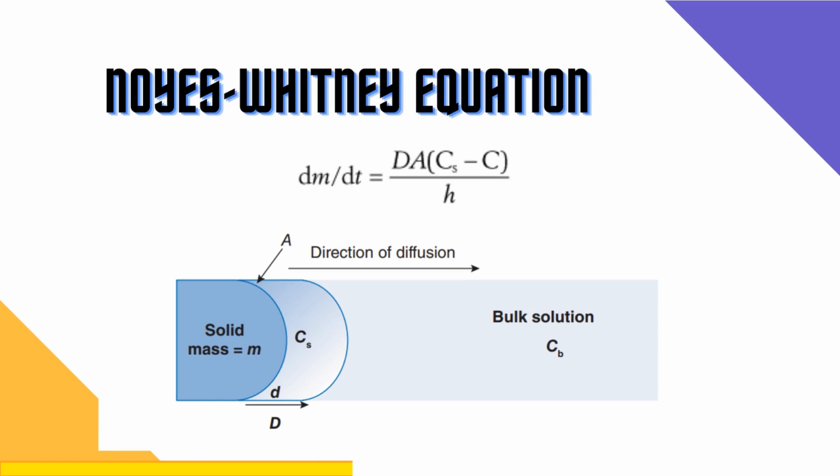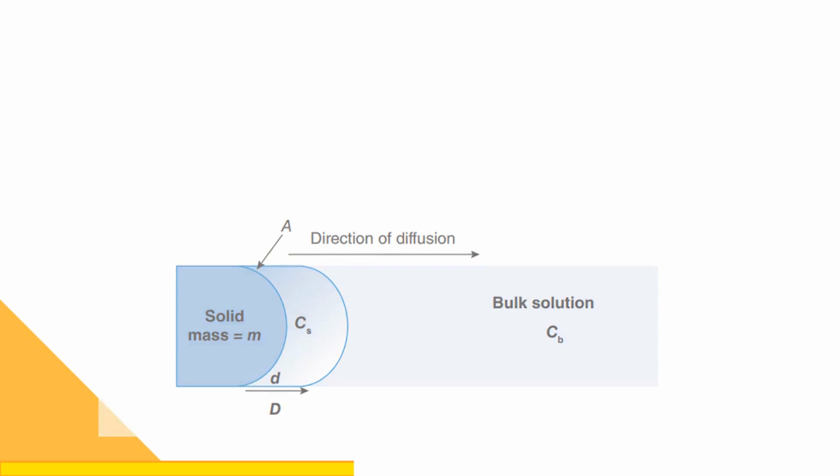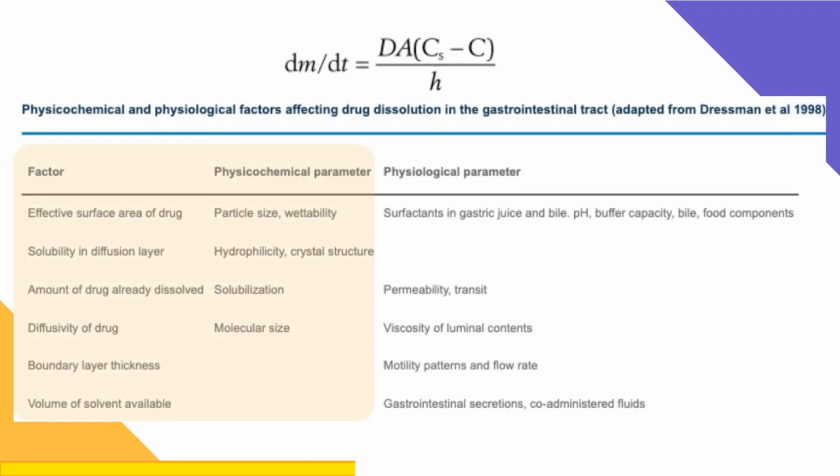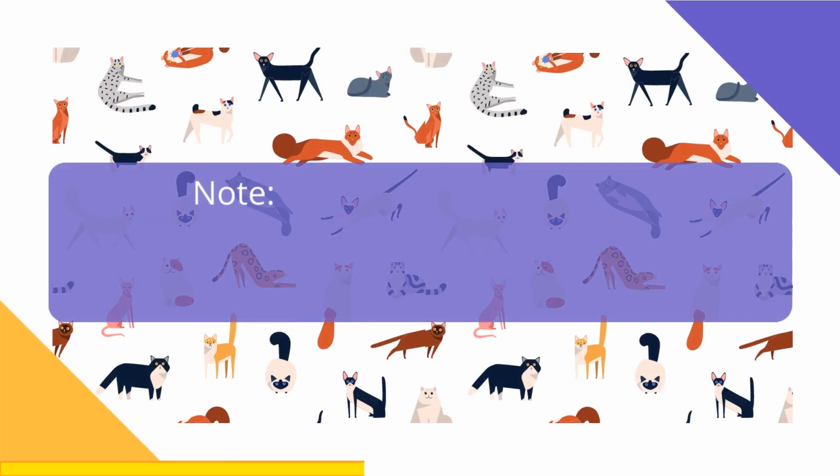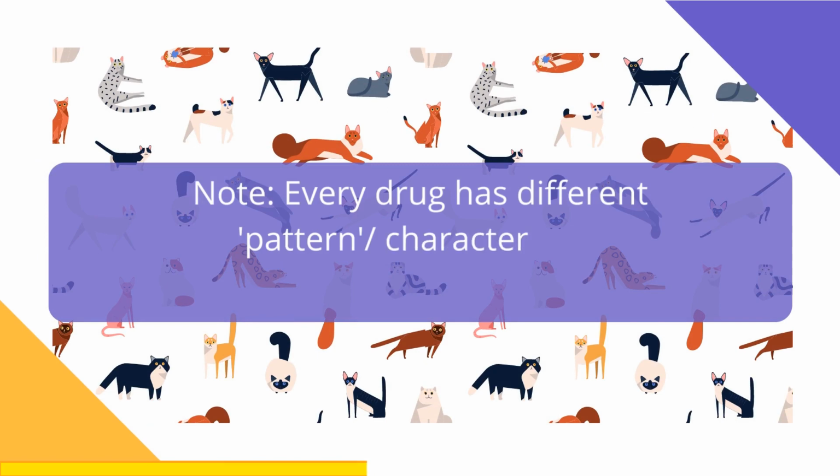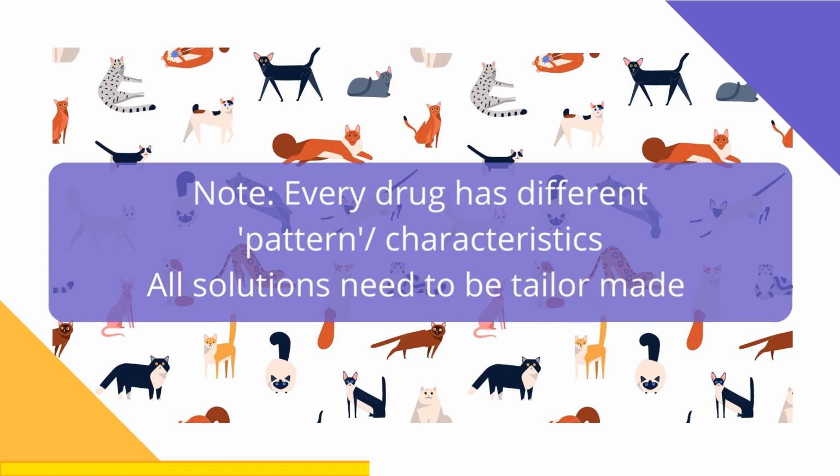We won't be doing calculations of the equation for this module, but we need to know some of the take-home messages from here, whereby there are factors like the boundary layer, the solubility in the diffusion layer, the effective surface area, the wettability, the particle size, and the molecular size that could contribute to the rate of dissolution. But we have to take note that every drug is different, so they all have different characteristics and patterns. The solutions are actually different for each individual drug. All of the changes that we need to make in the formulation need to be tailor-made.